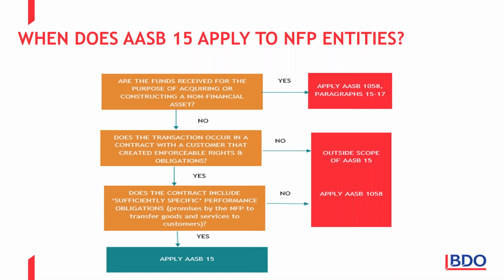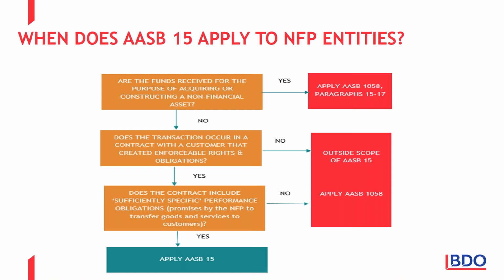Because if that is the case, if you are receiving funds or a donation or a government grant or a bequest, so if you receive any funds for the purpose of acquiring or constructing a non-financial asset, a building, etc., if you answer yes to that, you have to apply AASB 1058 and in particular paragraphs 15 to 17. So no way you can apply AASB 15 in that situation.